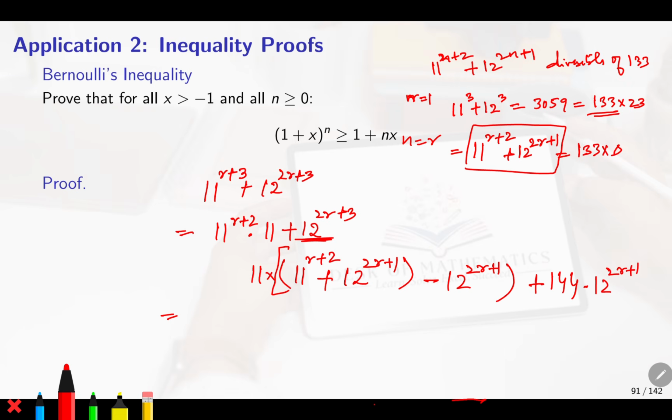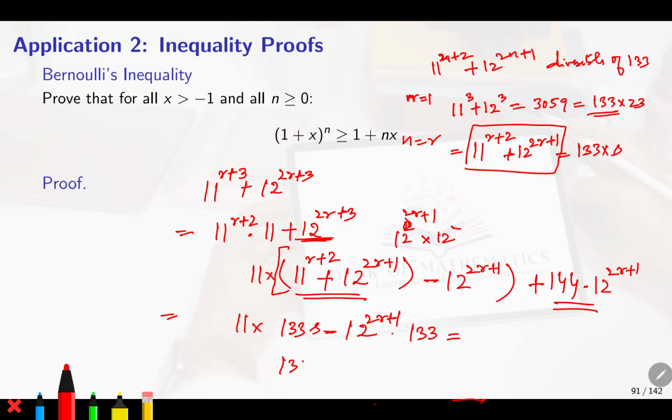You are just splitting this one, because you can make it 2r plus 1, 12 2r plus 1, and multiply by 12 square, that is 144. So what you did, you multiplied this by 11, 12 and this, that is 11 133s minus 12 2r plus 1. So that is 12 2r plus 1 times 133.